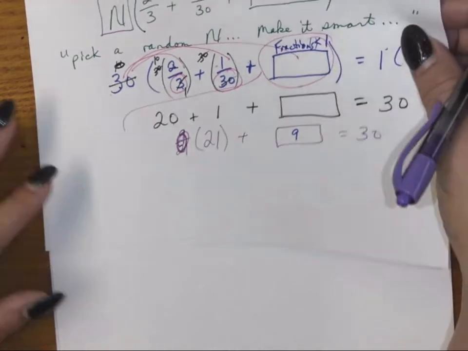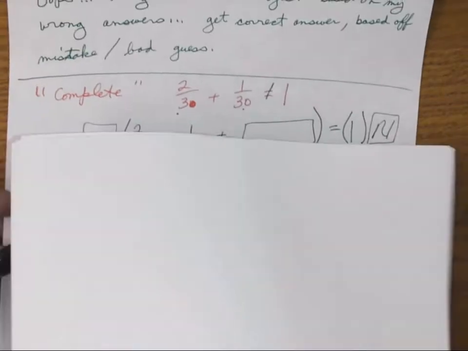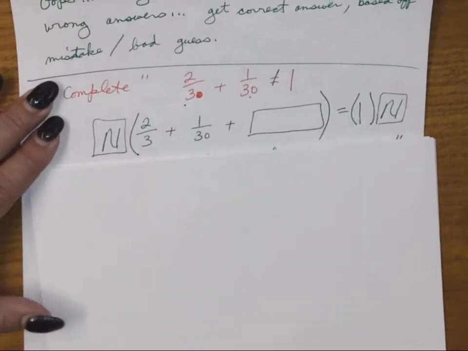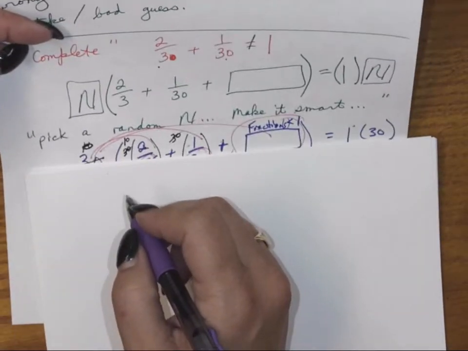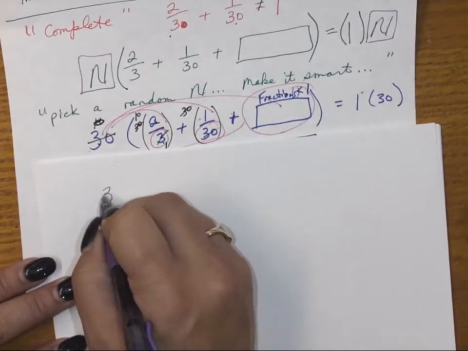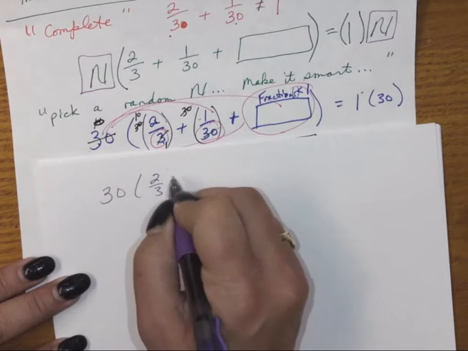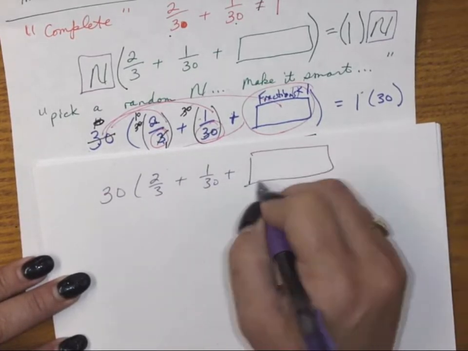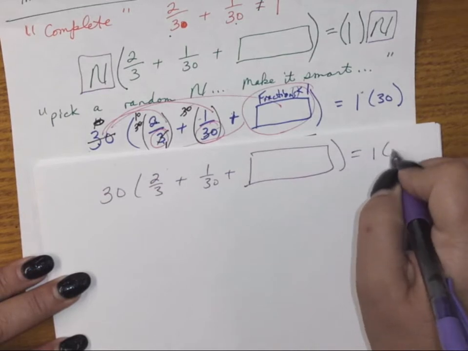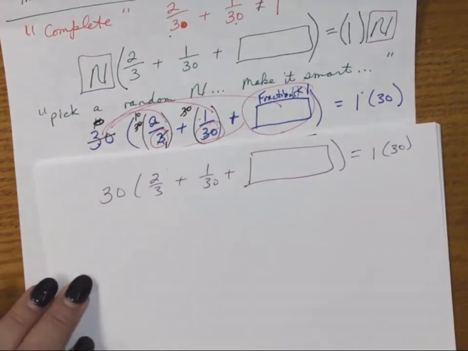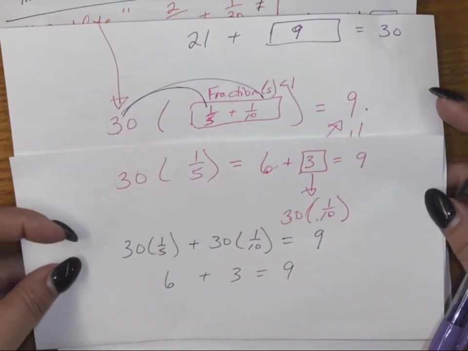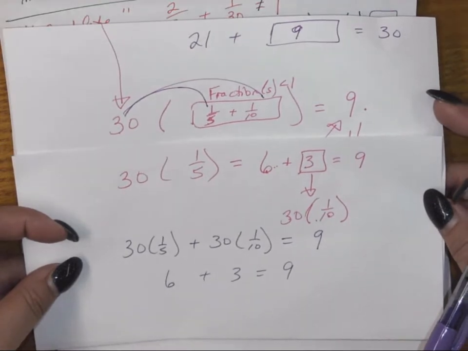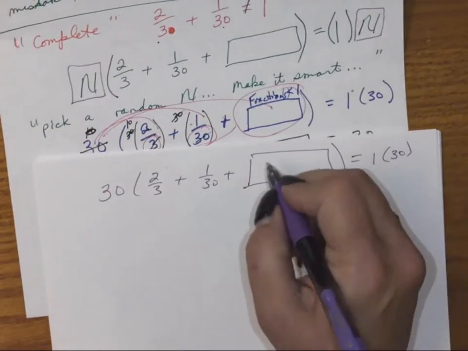We've got, let me do this. 2/3. Well, it's not quite the original problem. It's a little bit beyond the original problem. 30 times 2/3 plus 1/30 plus some stuff. What was the stuff? We just got it. The stuff was 1/5 and 1/10, right? Okay, so I'm going to put that in there.